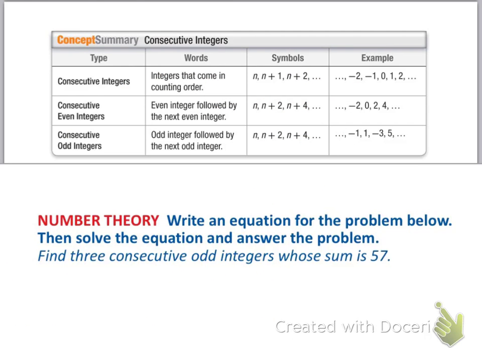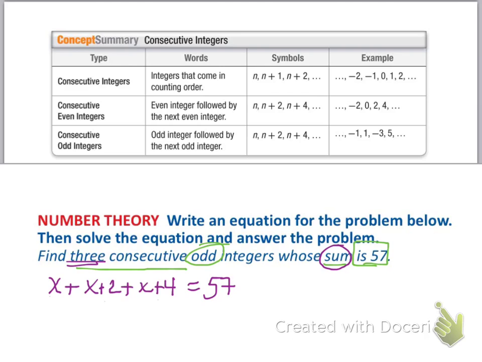Okay, so let's look at an example. Write an equation for the problem below, then solve the equation and answer the problem. Find 3 consecutive odd integers whose sum is 57. Okay, so consecutive integers, remember, in order for them to be odd, they will go up by 2, and they're telling us that I want 3 consecutive. So I got 1, 2, 3. And their sum, so I'm going to add them all together, is equal to 57.